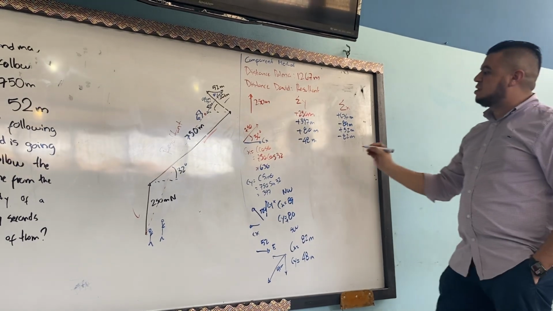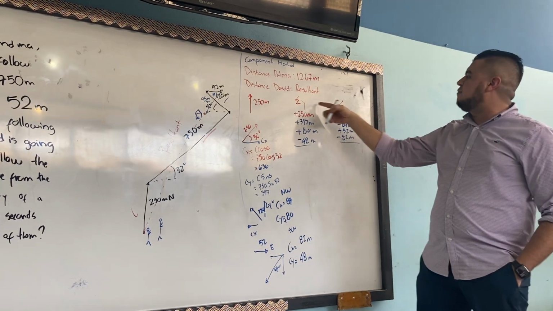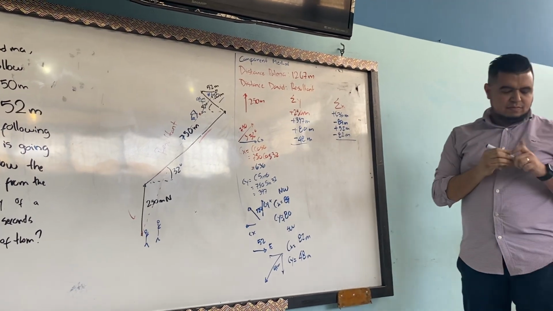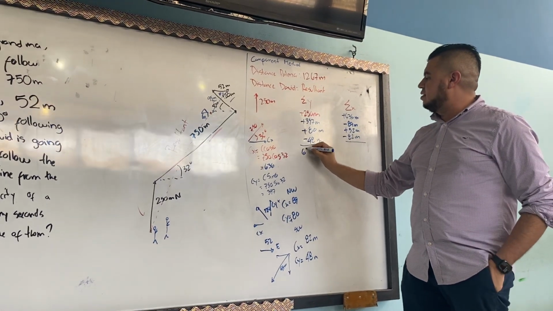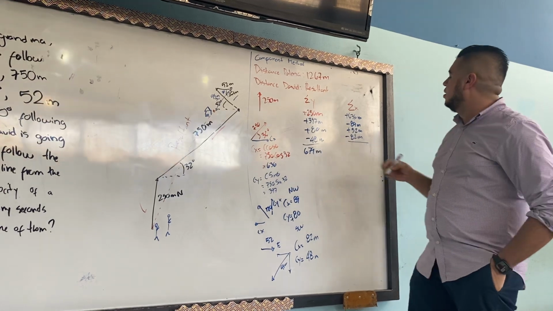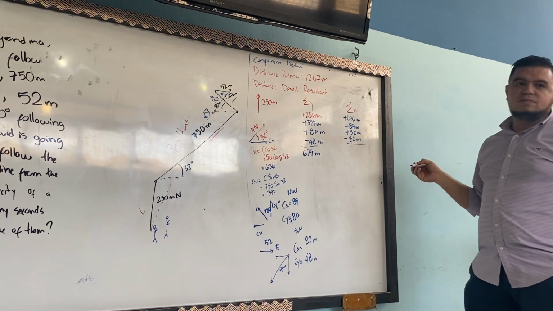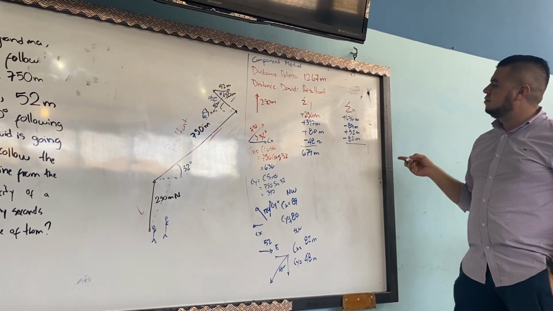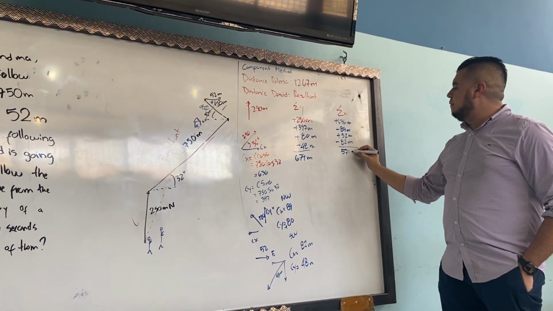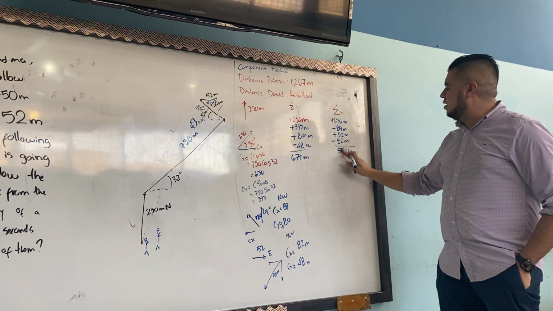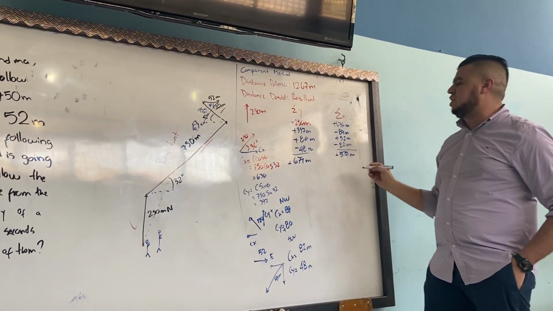So then we have to make the sum of the components, right? What is the sum of the component in y and what is the sum of the component in x? 679 for the component in y. And this one? 517 meters, like this, right?